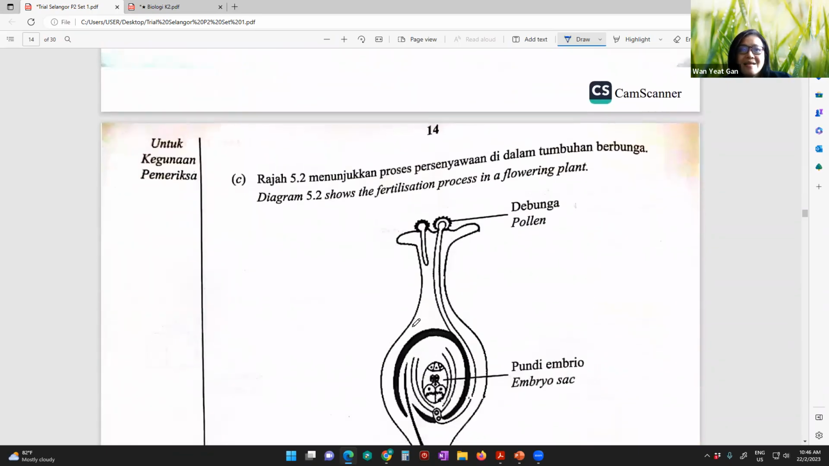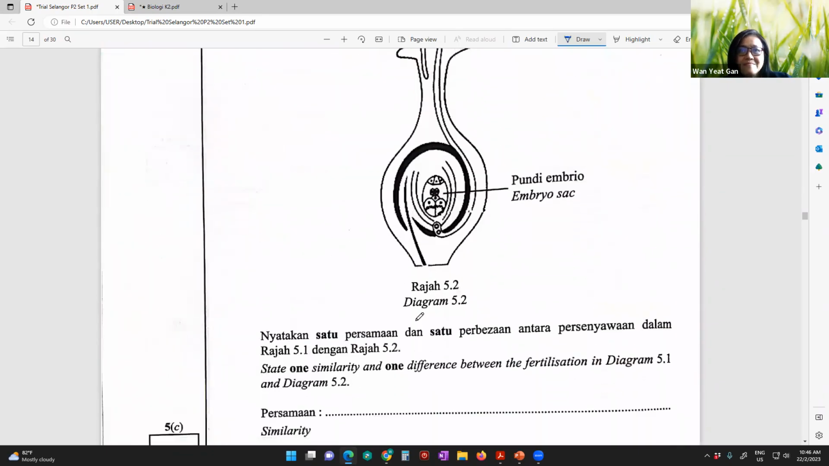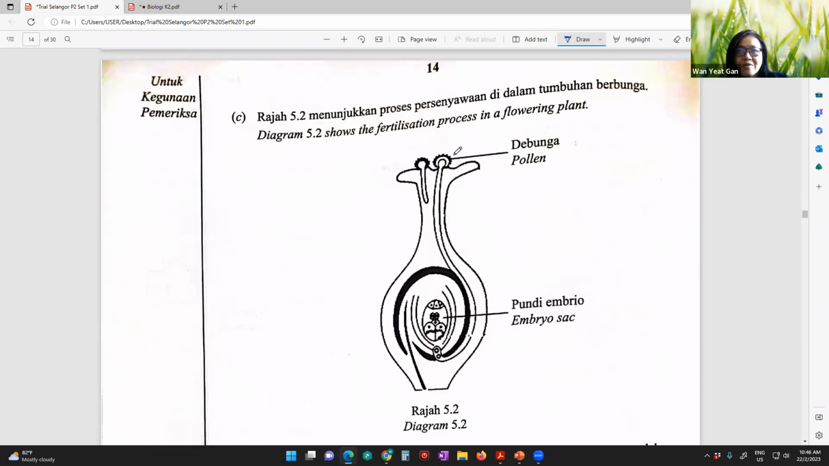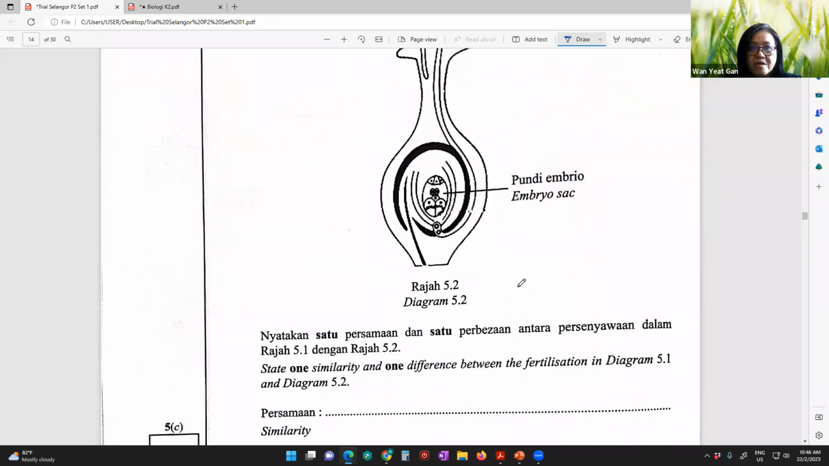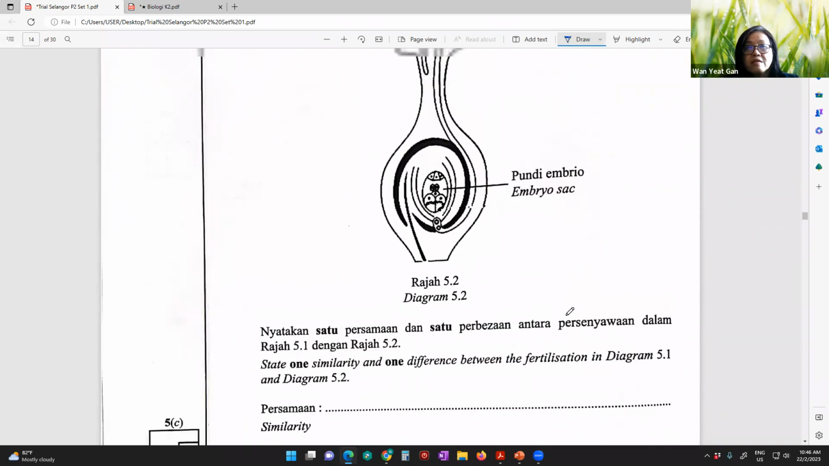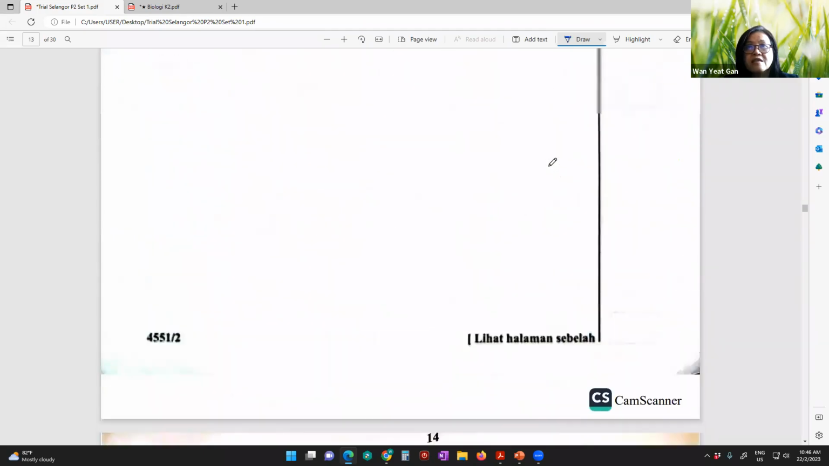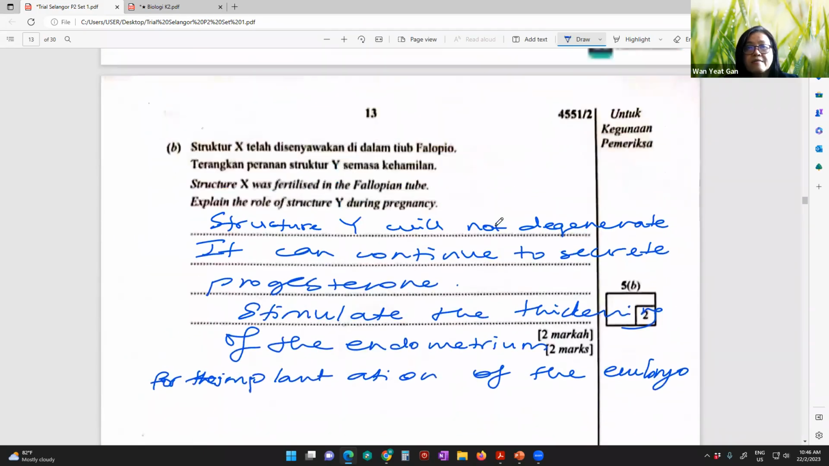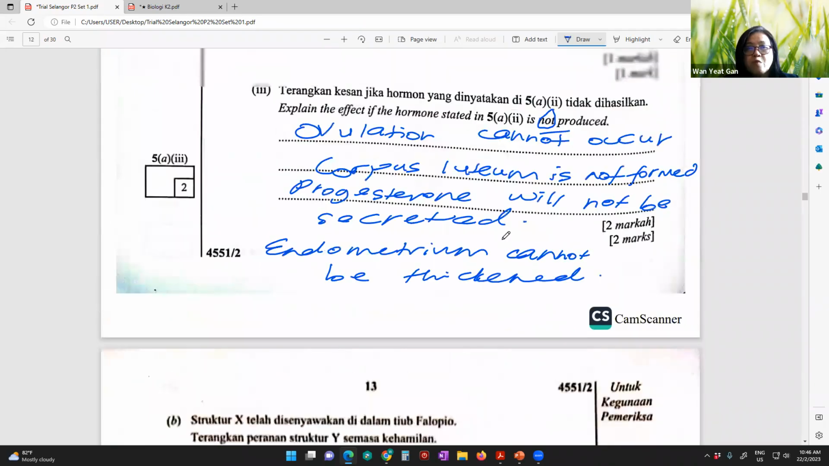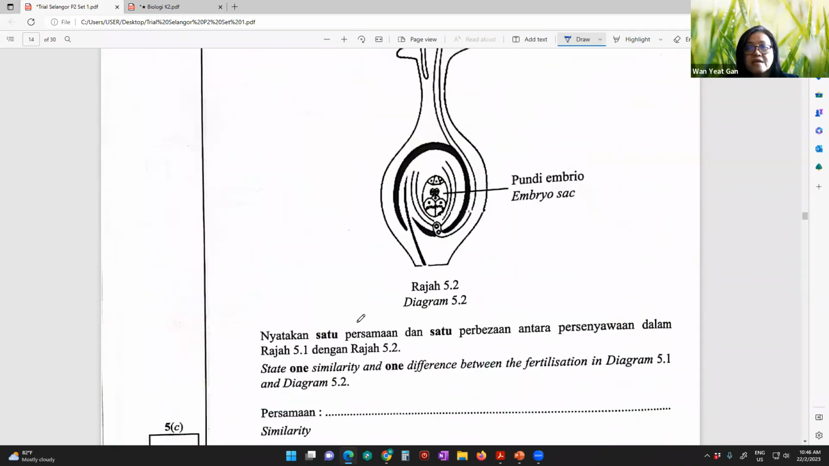Okay. Next, this is a flowering plant, all right? So you can see the pollen grain has dropped onto the stigma and stimulate the germination of a pollen tube. State one similarity and one difference between the fertilization in diagram 5.1 and 5.2. That means between human fertilization, all right, and plant. What is the difference between the fertilization between human and plant?